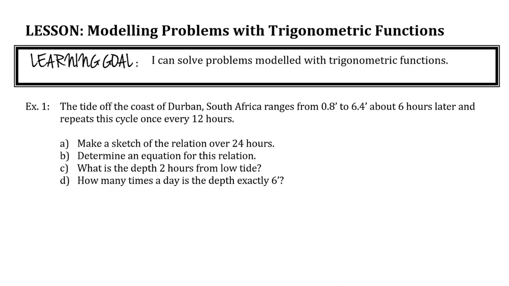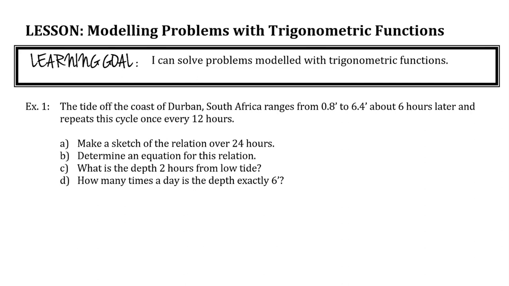So the tide off the coast of Durban, South Africa ranges, and these numbers I looked up, they're relatively accurate. That would be at a particular time of the year, because I think tides are sort of different throughout the year, but these were real numbers. Okay, so from about 0.8 feet to 6.4 feet. So that's a pretty big difference. Almost 6 feet difference. Whew.